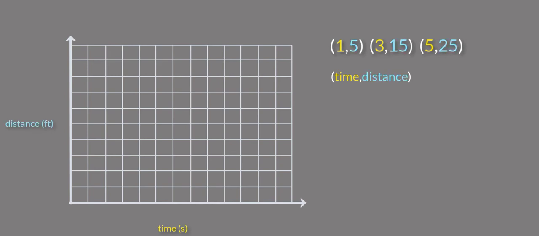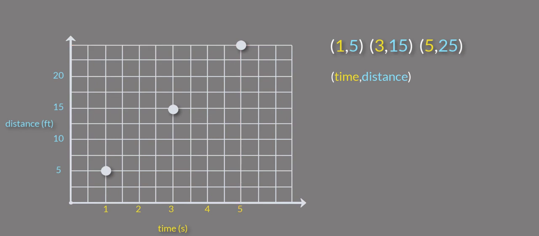We set up a coordinate system. Each tick mark in the vertical direction represents 2.5 feet, and each tick mark in the horizontal direction represents half a second. So basically you could look at it as every 2 ticks in the vertical direction represents 5 feet, and every 2 ticks in the horizontal direction represents 1 second. So now we just plot the points. (1, 5): go to 1, then go to 5. (3, 15): 3 over and up to 15. And then (5, 25): last but not least, we're up here.